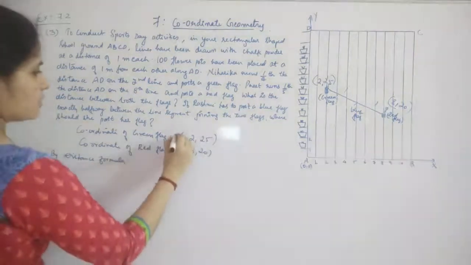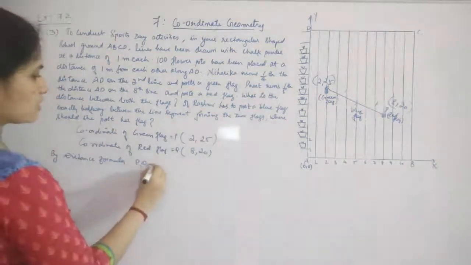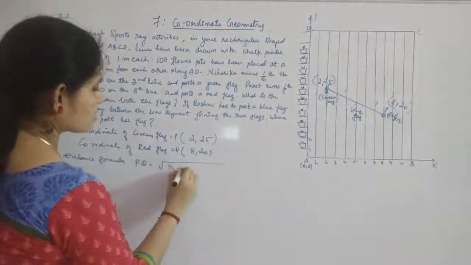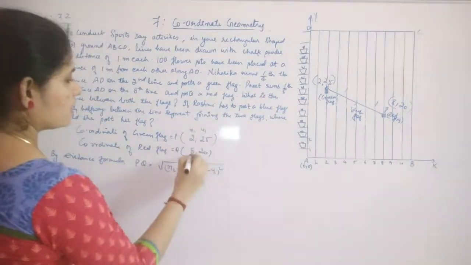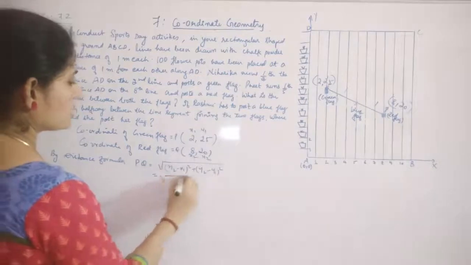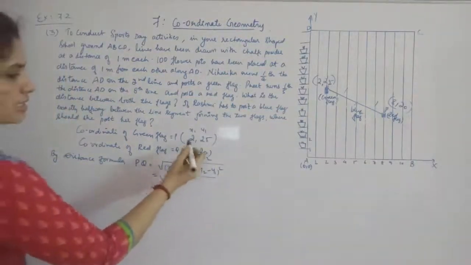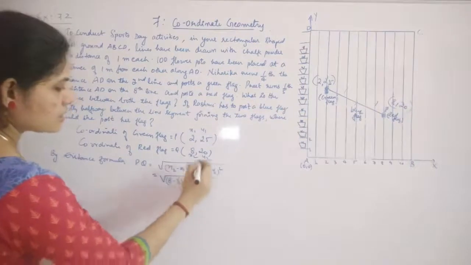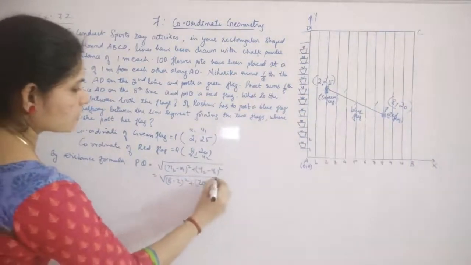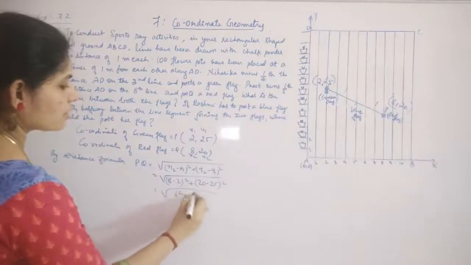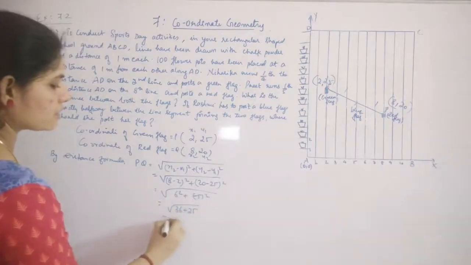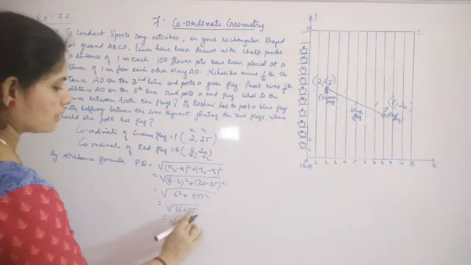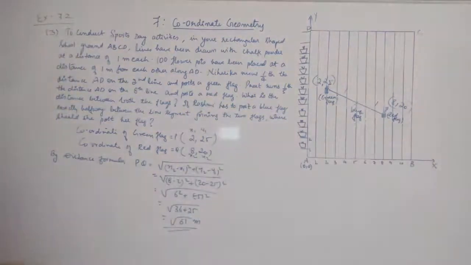Suppose this is taken as P and this is Q. So you can write PQ is equal to root of (x2 minus x1) the whole square plus (y2 minus y1) the whole square. Take this as x1, y1 and this as x2, y2, so that you will get your distance PQ as root of (8 minus 2) the whole square plus (20 minus 25) the whole square, which is equal to root of 6 square plus (minus 5) the whole square, or root of 36 plus 25, which is root of 61, and the unit will be meters. Okay, so the distance between the two flags is root 61 meters.